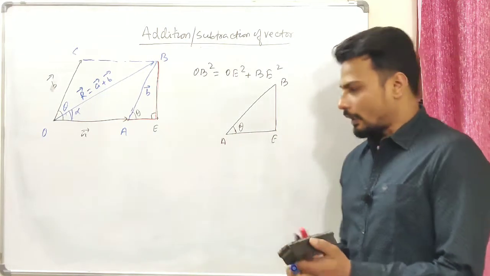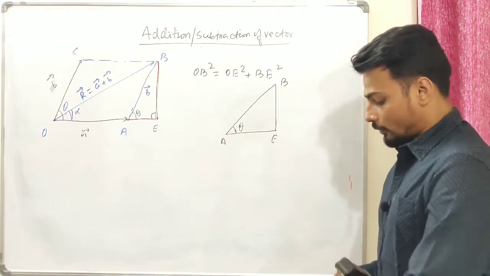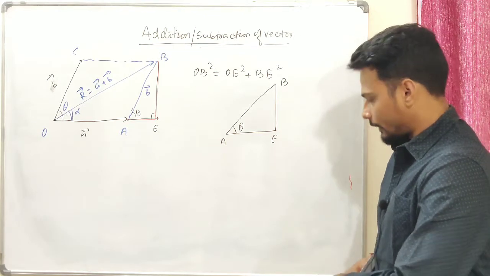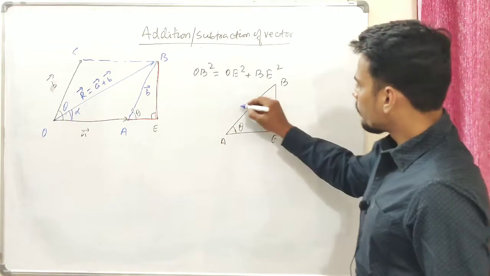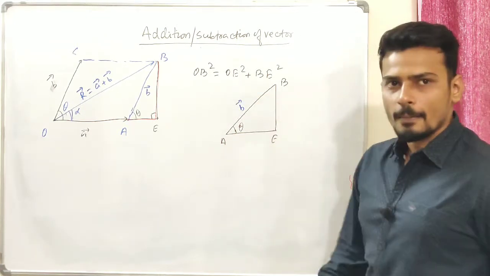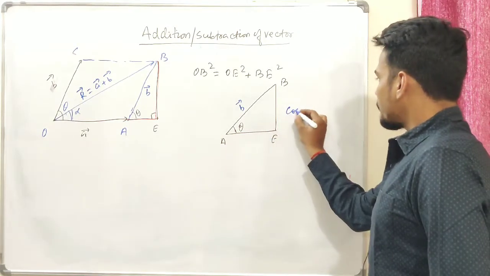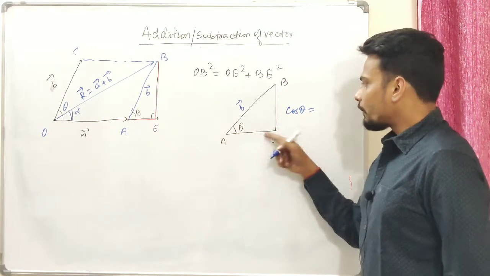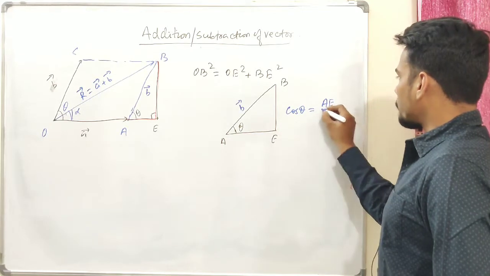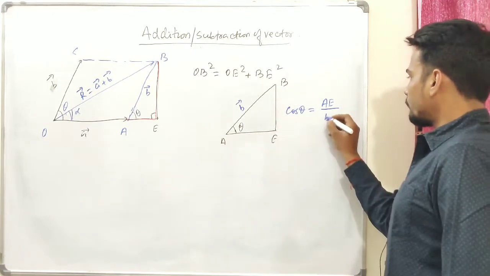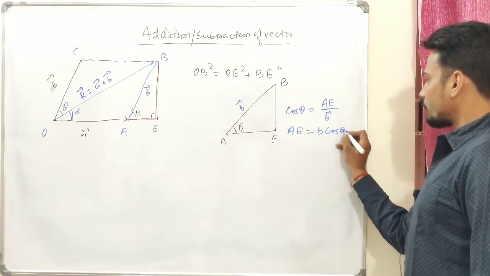All okay? Now among these lengths AE, BE and AB, the value of AB is given. So the value of AB is given, which is vector B, right? Okay guys, if I want to get this, cos of theta is based upon the hypotenuse. That's what we know. It means AE over the hypotenuse, which is AB, that is vector B. Can I say A should be B cos theta?